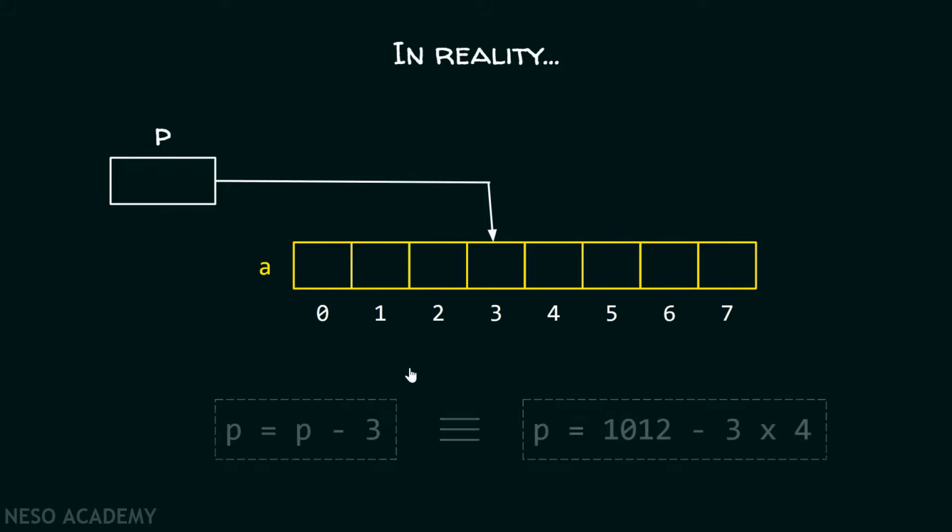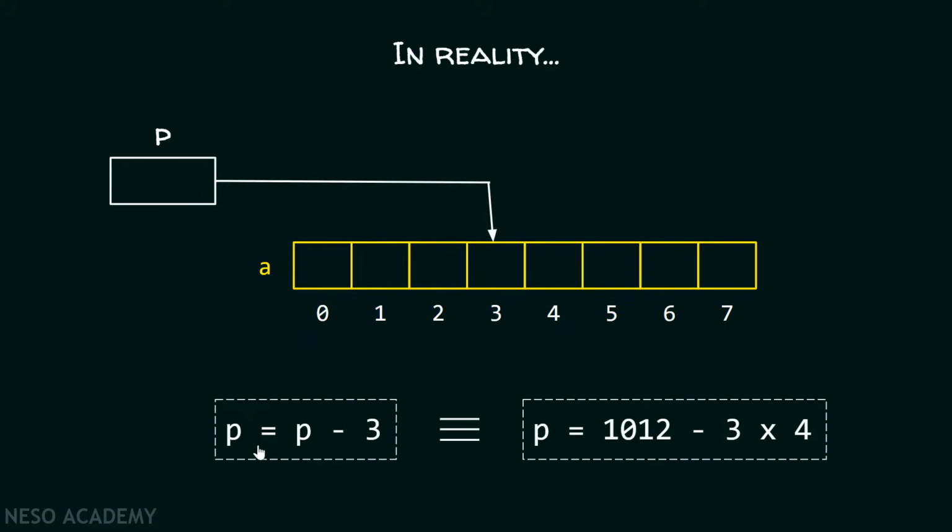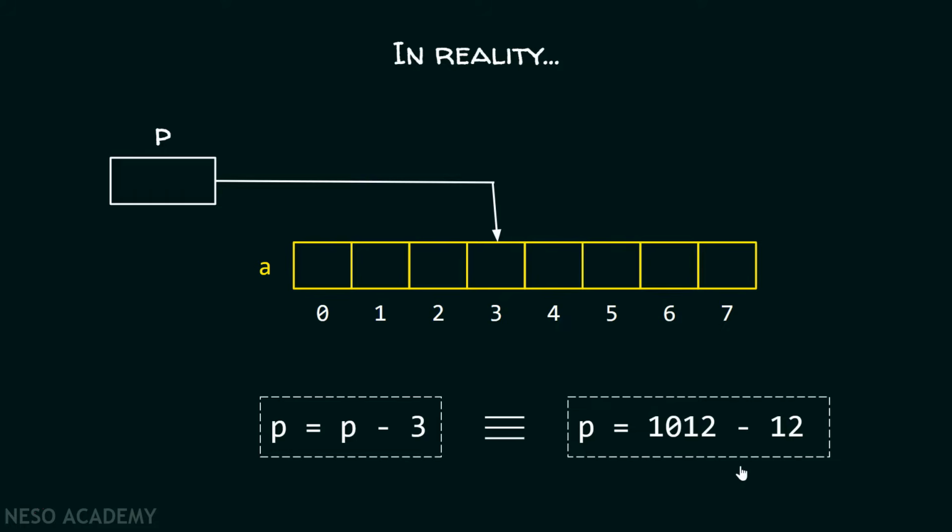In reality, if we write p = p - 3, we first have to know the address pointed to by the pointer initially. The pointer initially contains the address 1012, because 1012 is the address of the fourth element of this array. After that, we have to subtract 3 from it, but we cannot directly subtract 3. We have to multiply this 3 by 4, and this 4 represents the number of bytes an integer takes. I'm assuming that an integer takes 4 bytes in my computer. That's why I'm multiplying 3 by 4, which gives 12.